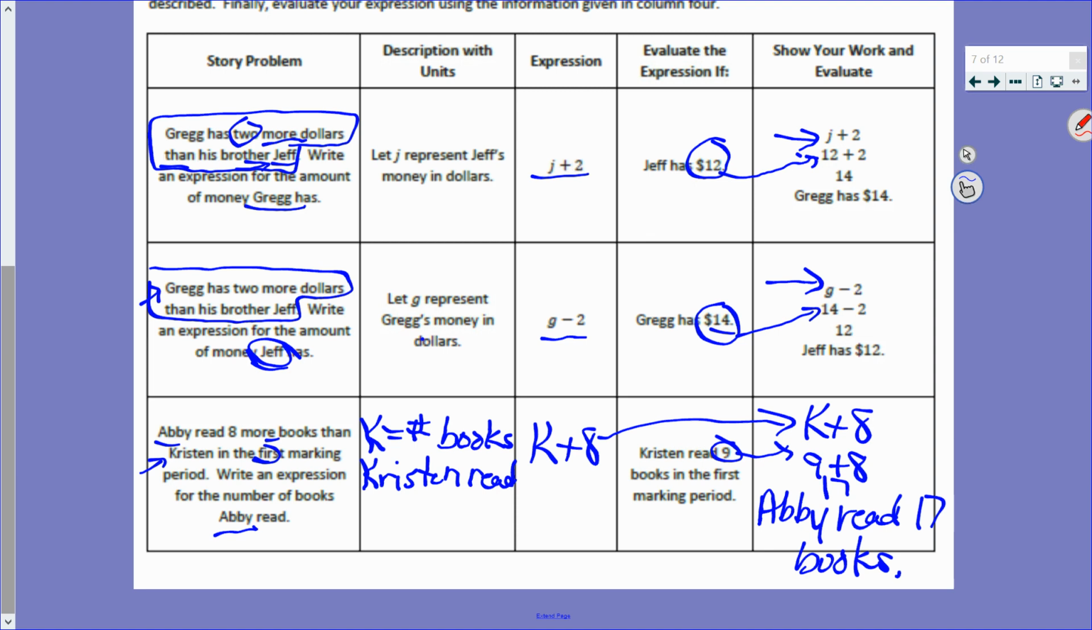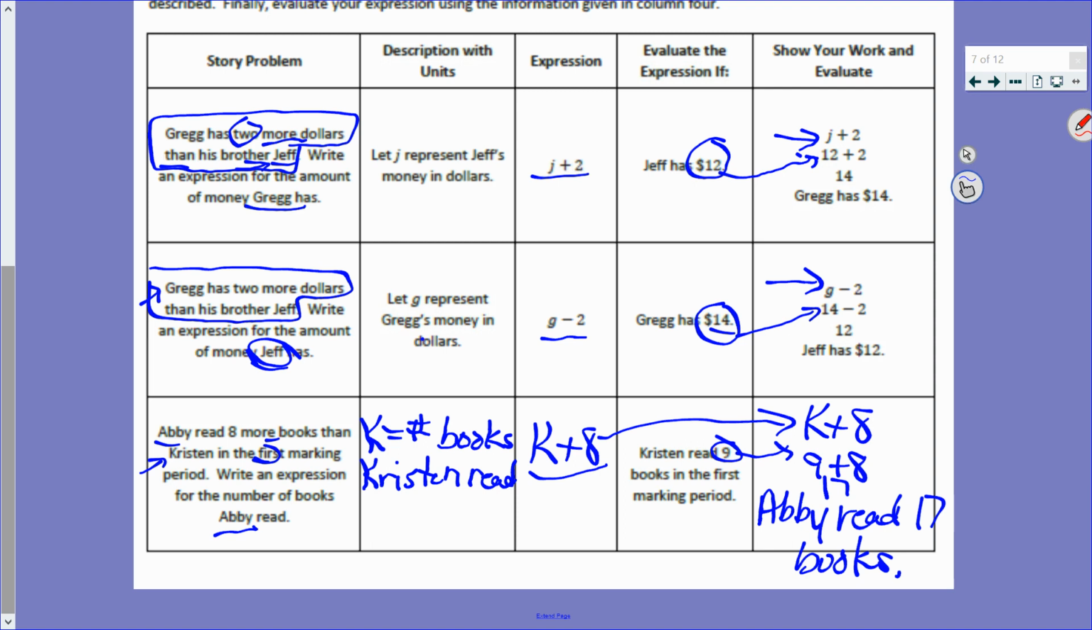How did Kristen read 9? Because they said she did. But how would they get that? They gave it to you. So we won't ever have to do that. You'll never have to assign a value for K. Okay, they have to give you that value. This is the part you'll do, is develop the expression, but then they have to tell you that. Otherwise, you can't really do anything.